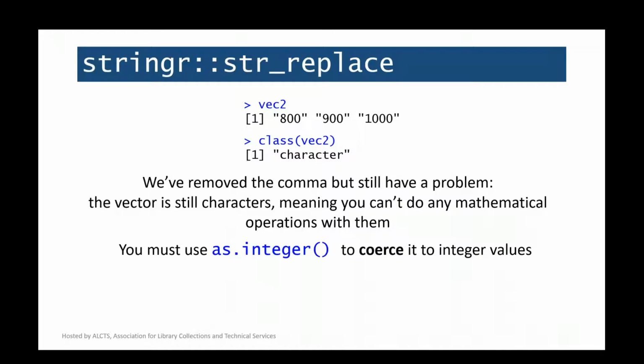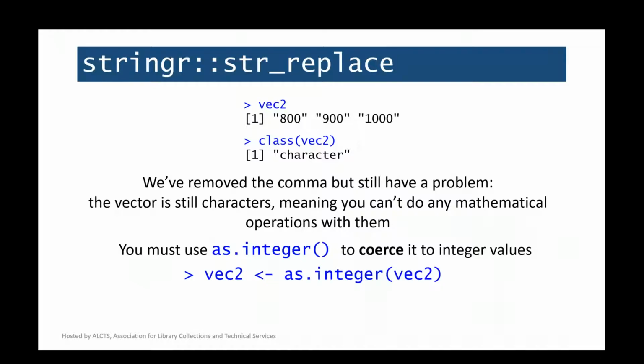To fix that, we have to use a series of functions called as.integer. And what this will do is coerce that vector into an integer class. So there's as.integer, there's as.character, there's as.logical. These are good functions to know because you have to have your vectors in the class that you want them in order to use them properly.